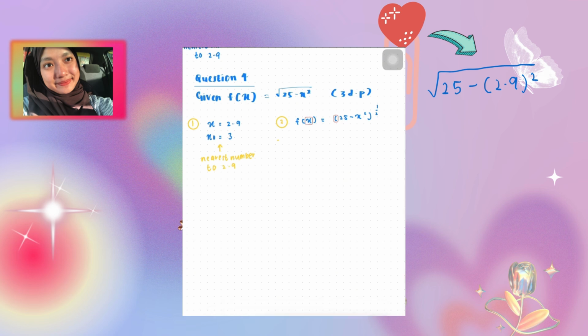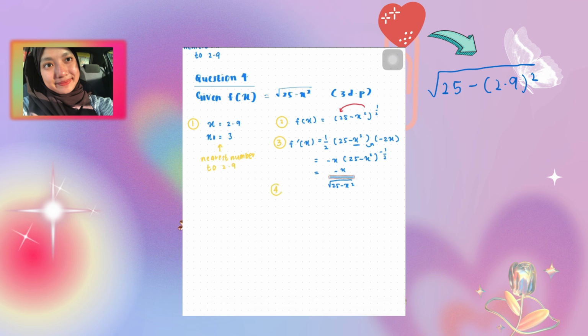Third, we need to find the f prime x. We need to find the f prime x by differentiating the function. So, if we want to differentiate the function, the power must move to the front. And we rewrite back in the bracket 25 minus x squared. After that, we need to differentiate again in the bracket so it becomes negative 2x at the back. The answer must be negative x in the bracket of 25 minus x squared to the power of negative 1 over 2. It is because the power must be minus 1 and it becomes negative 1 over 2.